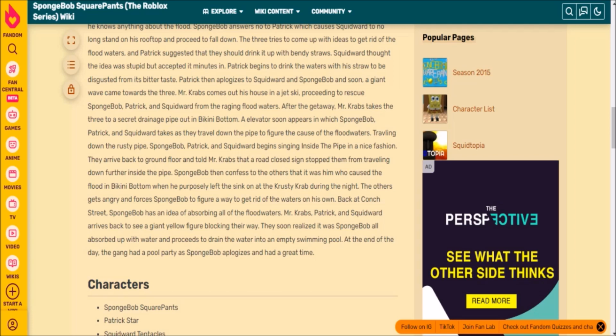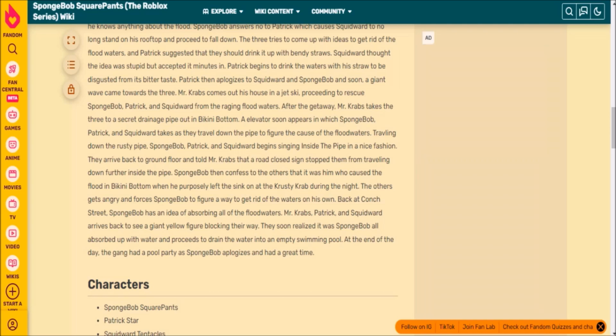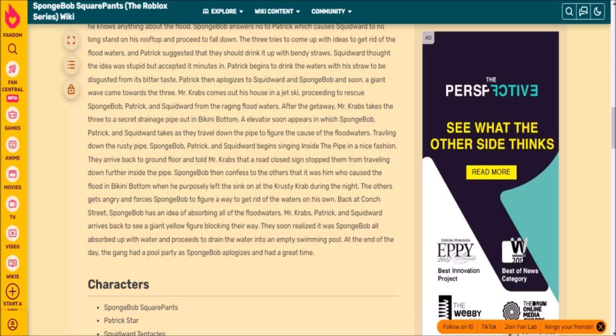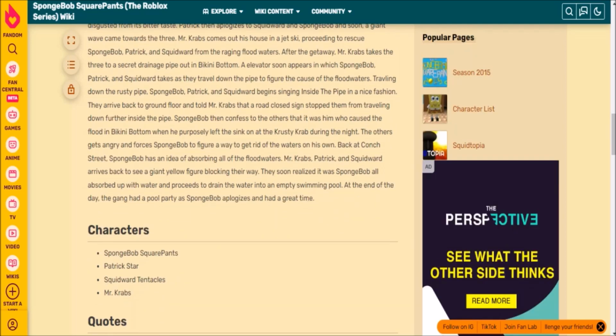The others get angry and force SpongeBob to figure out a way to get rid of the waters on his own. Back at Conch Street, SpongeBob has an idea of absorbing all of the water. Mr. Krabs, Patrick, and Squidward arrive back to see the giant yellow sponge figure blocking their way. They soon realize it was SpongeBob, all absorbed up with water, and proceed to drain the water into an empty swimming pool.